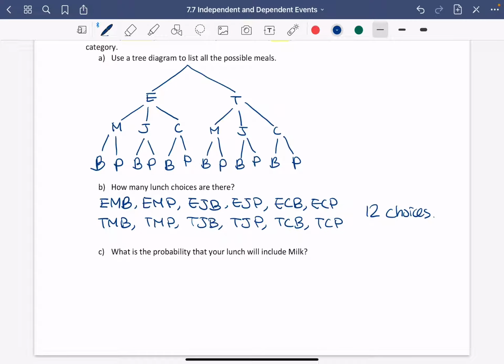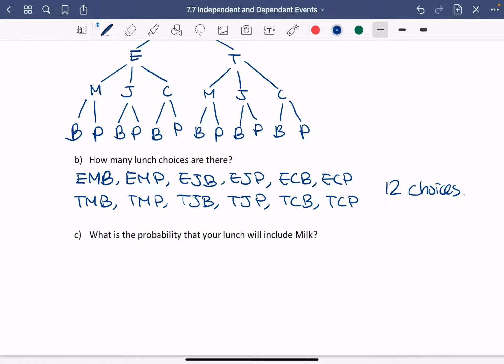Now the question is, what is the probability that your lunch will include milk? Well, where do you have milk? Milk is M, right? So the choices that include milk will be the choices that have M in it. So this one, egg, milk, brownie, egg, milk, what's that, pie? Tuna milk brownie, tuna milk pie.